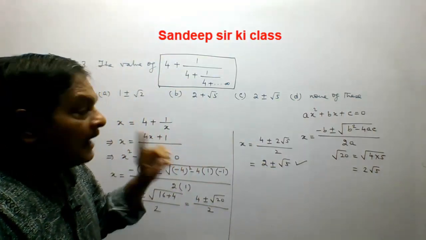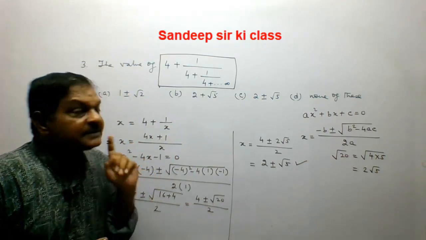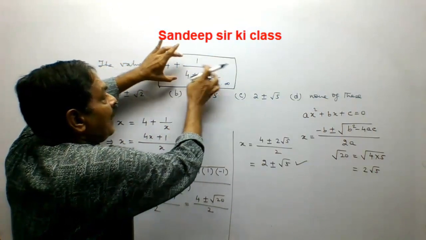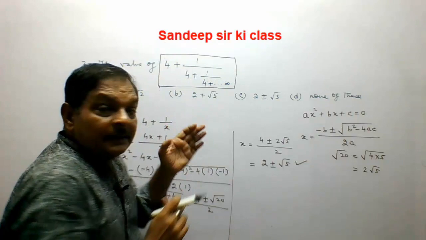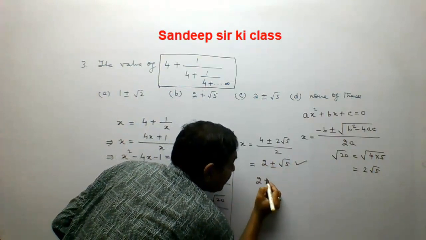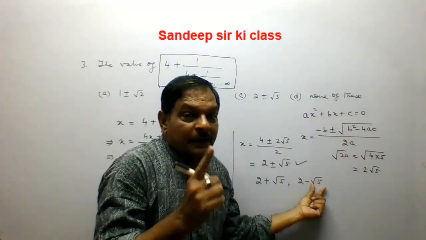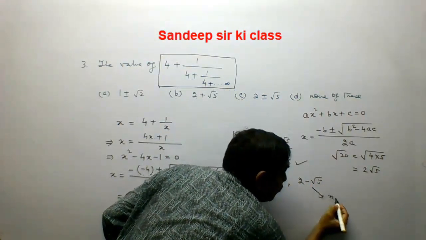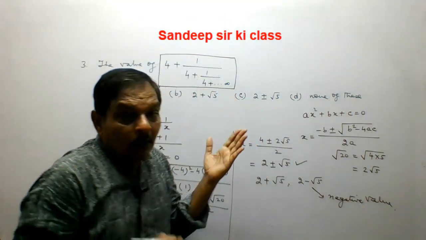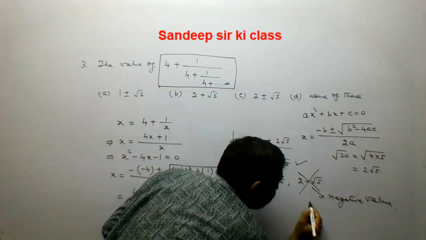With that, I cannot conclude that my option C is correct, because the important point is that this is a sum. This we are adding. 4 I am adding something, then 1 upon 4 I am adding something. So this value cannot be negative. Here it has 2 roots, which are 2 plus root 5 and 2 minus root 5. Now root 5 is more than 2, so this is my negative value, and a sum cannot have negative value. So this value is required to be rejected.